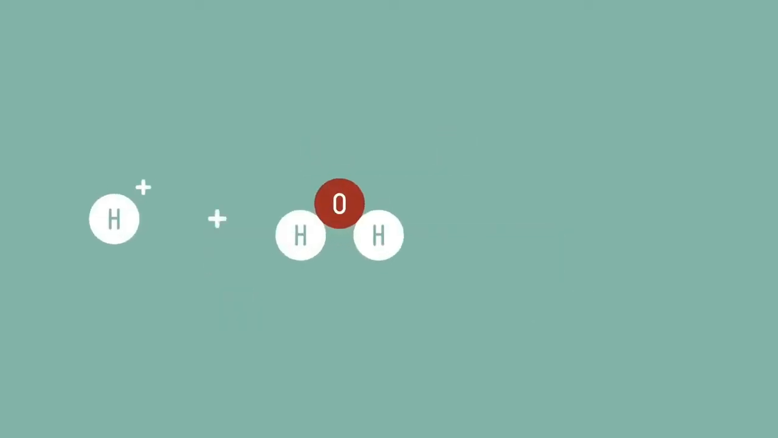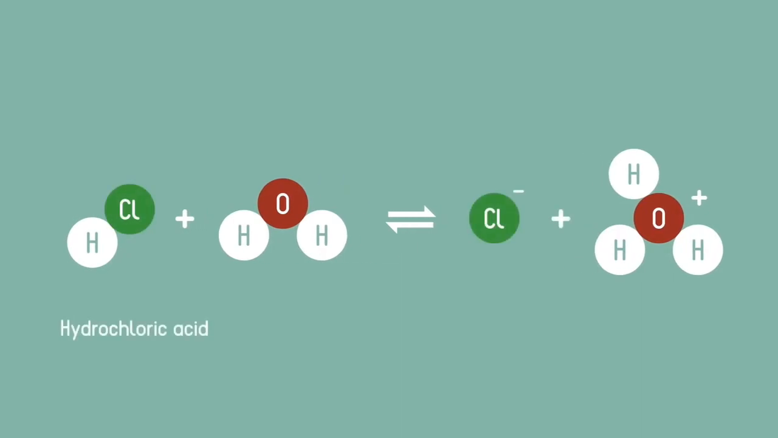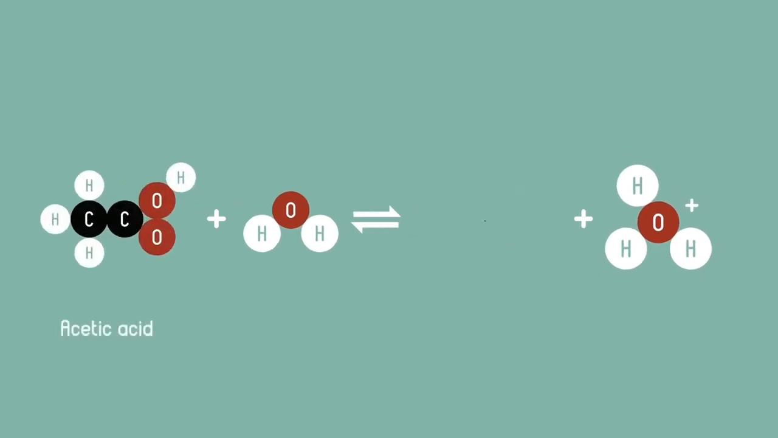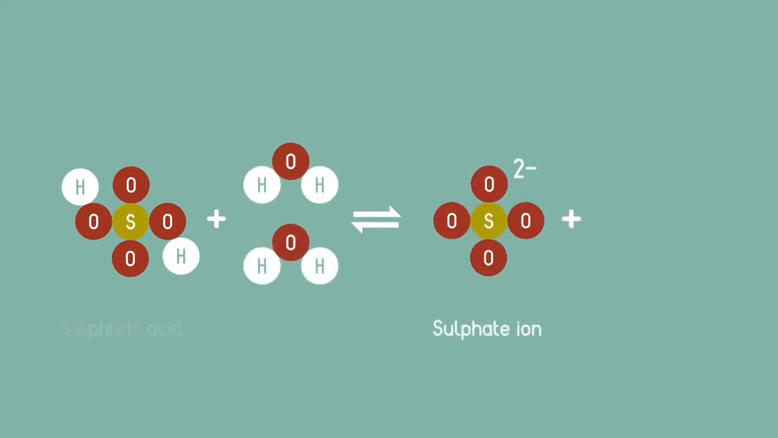In water, acids give up a hydrogen ion or proton to the water molecule, forming a hydroxonium ion, H3O+. For example, hydrochloric acid produces the chloride ion and hydroxonium ion. Acetic acid, the acetate ion. Sulfuric acid, the sulfate ion.